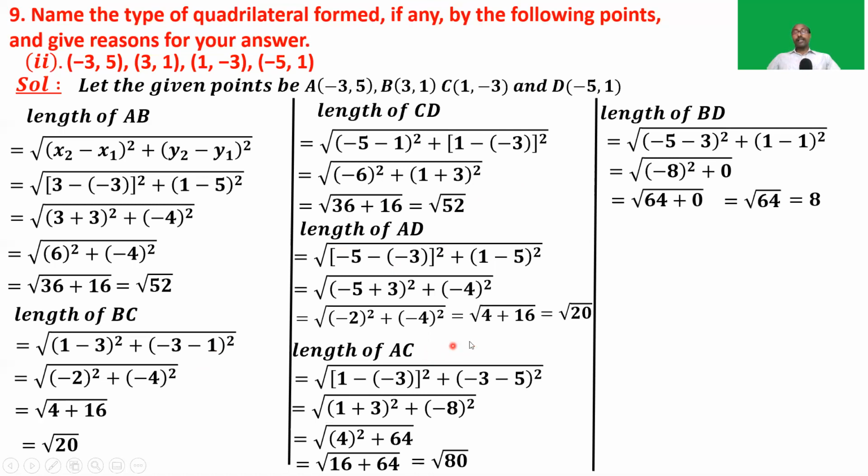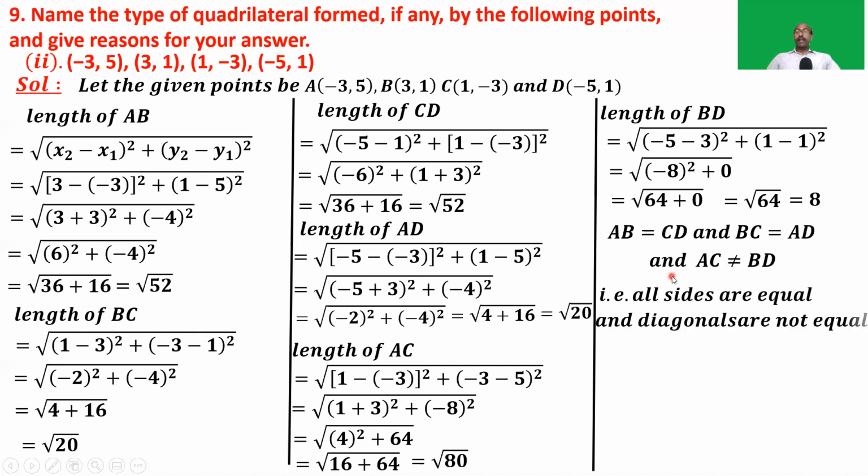So here the lengths of diagonals are not equal. Opposite sides are equal and diagonals are not equal. So the given points form a parallelogram. Here it says all sides are equal, but it is wrong. Only opposite sides are equal. Okay, please correct this one.